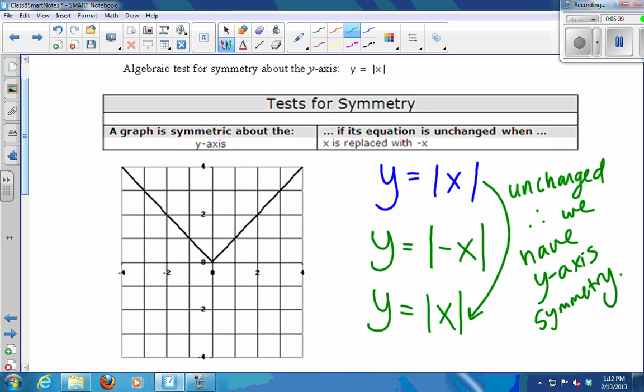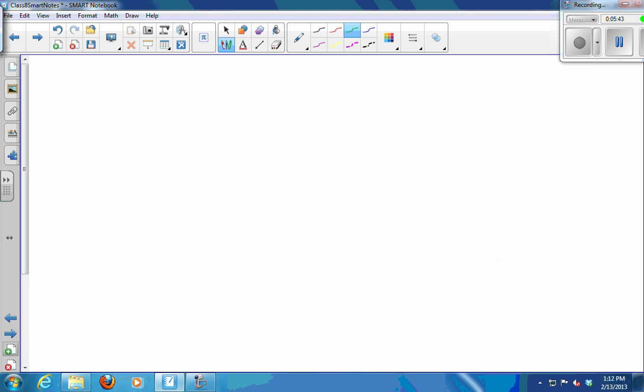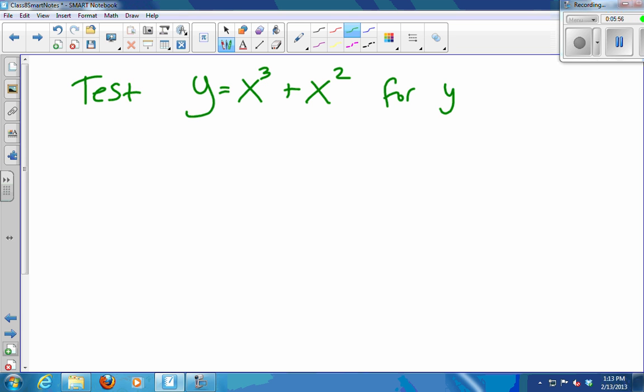Okay, I'm going to make one up off the top of my head. It's not in your notes. I want you to test y equals x cubed plus x squared for y-axis symmetry.